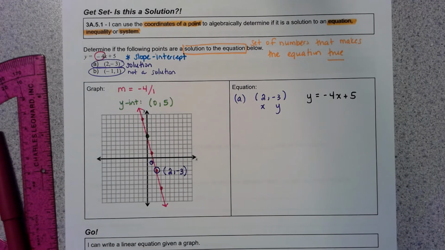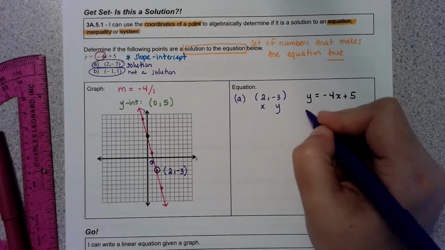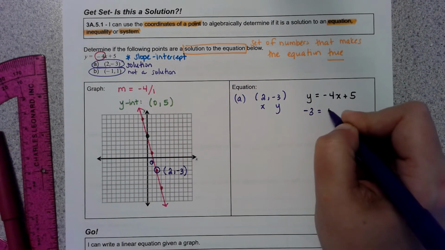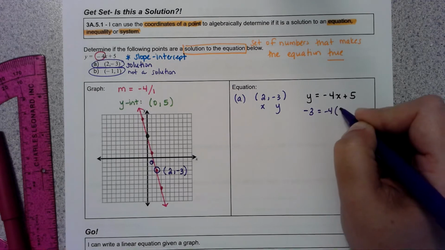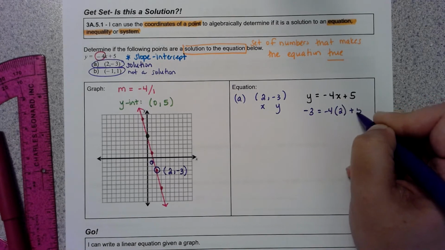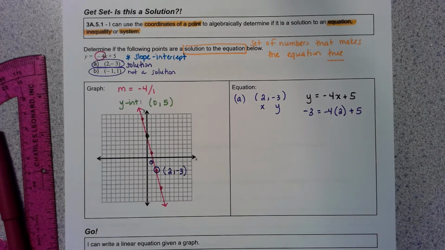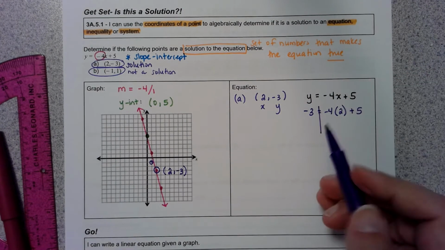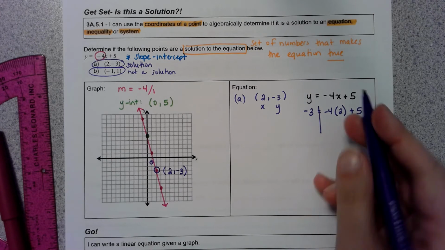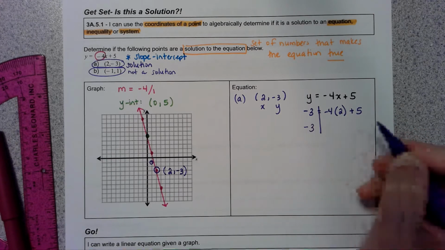If I plug in the -3 for the y, and I plug in the 2 for the x, I can check to see if these two sides of the equation are actually equal. Now, I'm going to simplify one side at a time. The -3 does not simplify, so I'm just going to drop it.